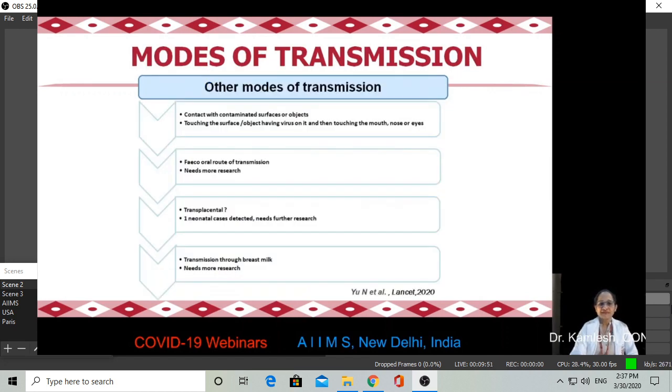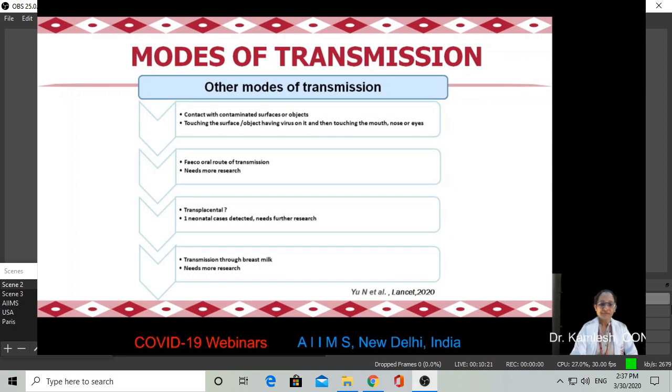The various other modes of transmission also have been looked at. Contact with contaminated surfaces or objects: touching a surface or object having the virus on it, and thereafter touching the mouth, nose or eyes, can also lead to the transmission of the virus. Now, for the fecal-oral route of transmission, a probability is there. It has been seen that it can survive in the guts, but the exact evidence is not yet there of its transmissibility via the fecal-oral route.